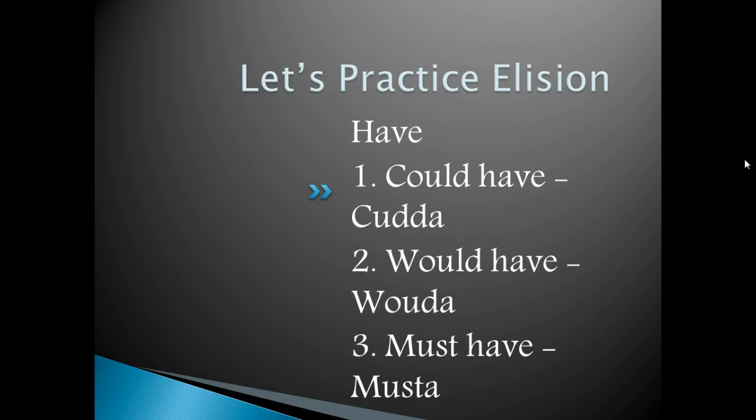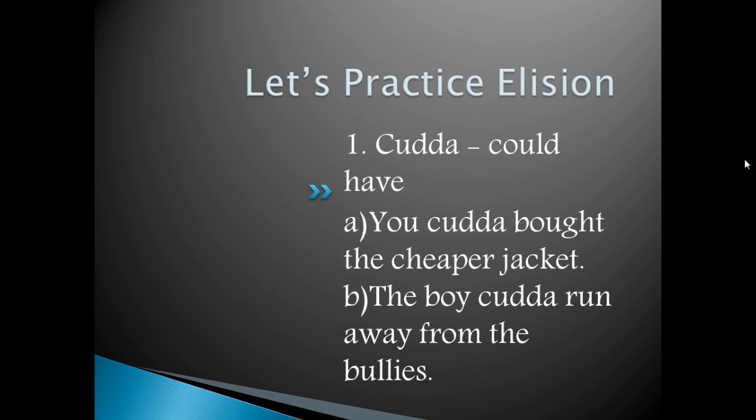So let's see how these could have, would have, and must have are being used in the native accents. Coulda, could have. You could have bought the cheaper jacket. Could have means ऐसा कर सकते थे. But the native would say, you could have bought the cheaper jacket.